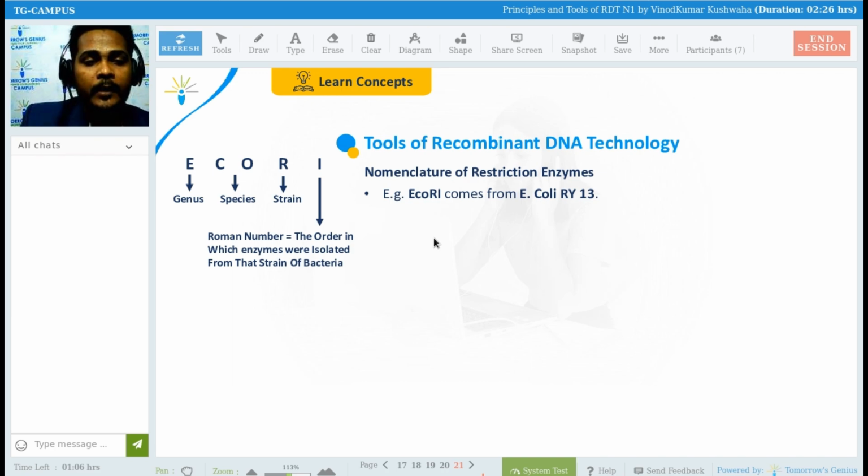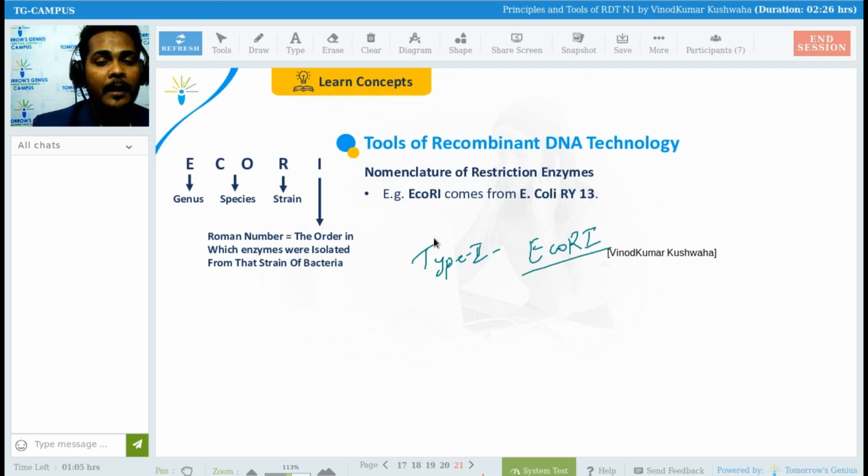Okay. Now let's talk about the nomenclature of restriction enzymes, especially type 2. Type 2 restriction enzymes are named for the bacterium from which they have been isolated. So you can see type 2 restriction endonuclease enzymes, right? One is called EcoRI.